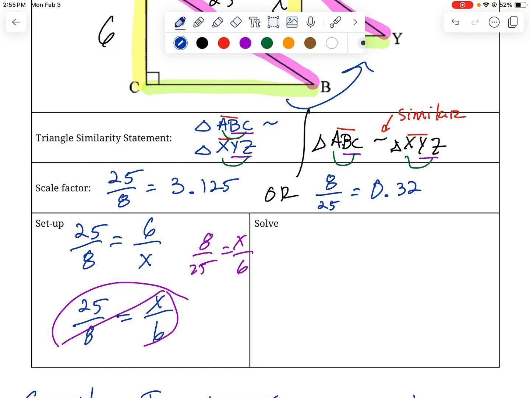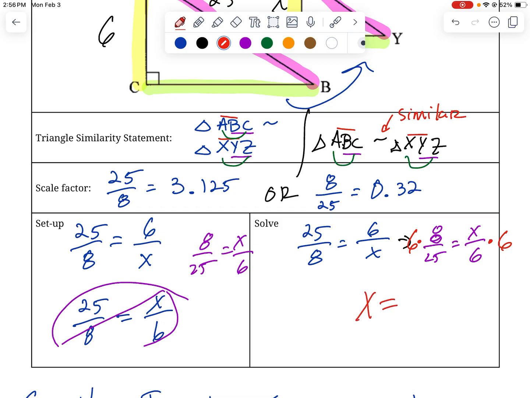Those are reciprocals. So if I wanted to solve this proportion and I was intimidated by the x in the denominator, I could use the reciprocal. 8 over 25 equals x over 6. That's a little bit easier to solve because then I just have to multiply both sides by 6. So how would you do that in your calculator? I would do 6 times 8 divided by 25. Either way, x should be 1.92.